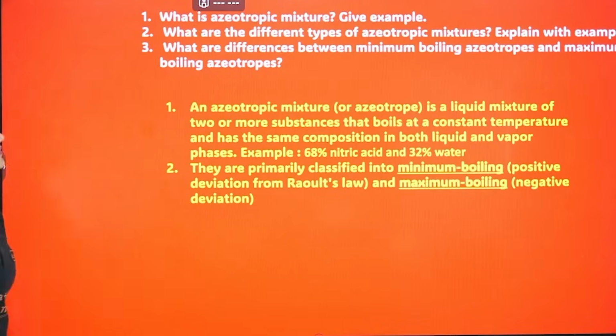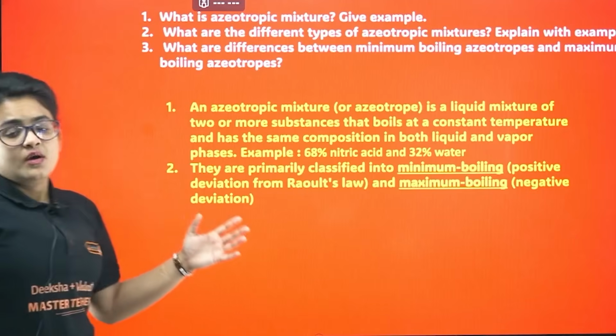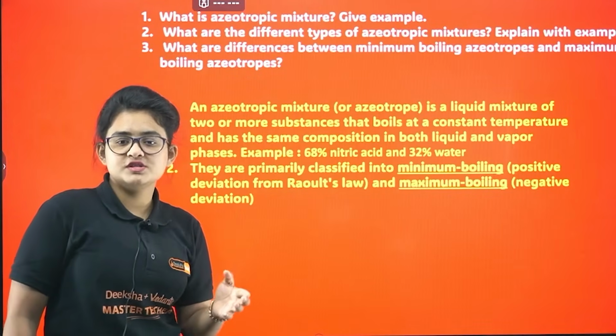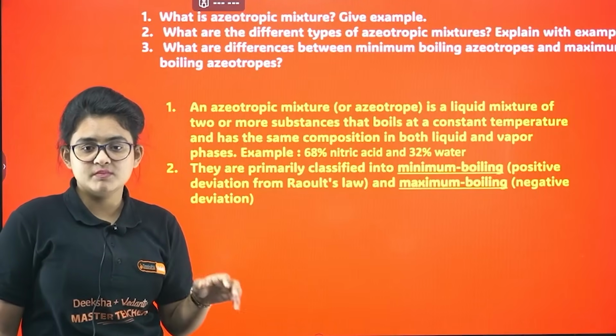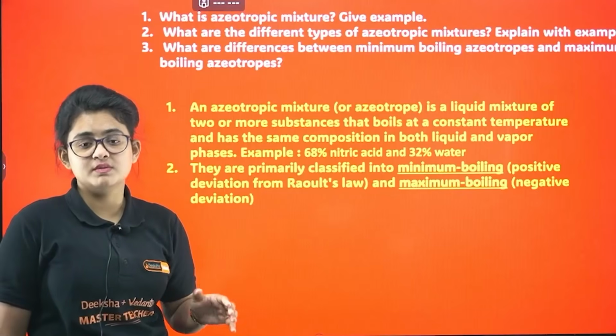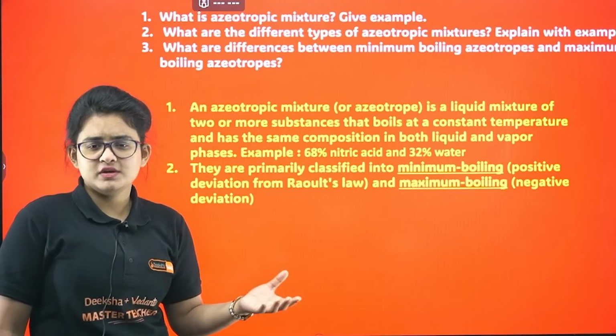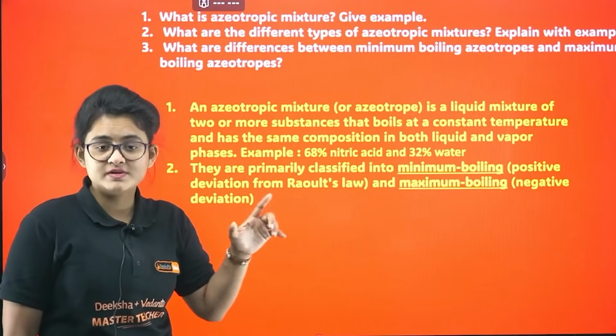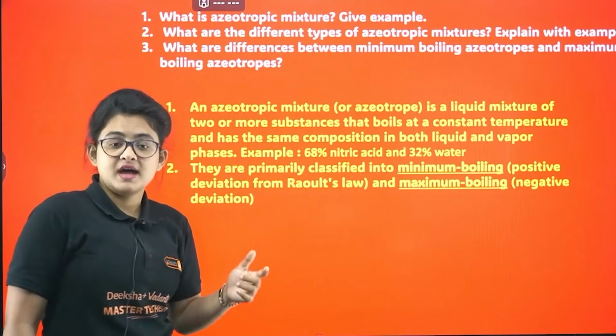Let's proceed. What is an azeotropic mixture? Give example. What are the different types of azeotropic mixture? Explain with example. What is the difference between minimum boiling azeotropes and maximum boiling azeotropes? Fine. So what are azeotropic mixtures? They are basically mixtures of two or more substances that boil at a constant temperature. And one more thing you can mention, they have the same composition in the liquid and the vapor phase as well. You can take the example of nitric acid and water, 68% nitric acid and 32% water. In that percentage ratio only, they will make the azeotrope.